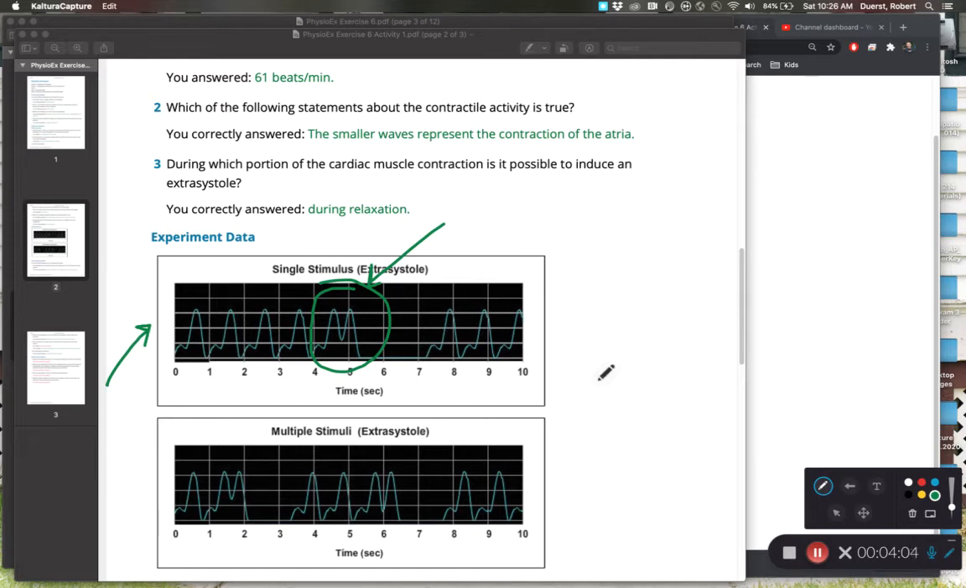And then for multiple stimuli, when we're stimulating the heart in the experiment with 20 stimulations per second, we can also initiate extrasystole as well. But we also are going to have phases where there is no contraction of the heart.